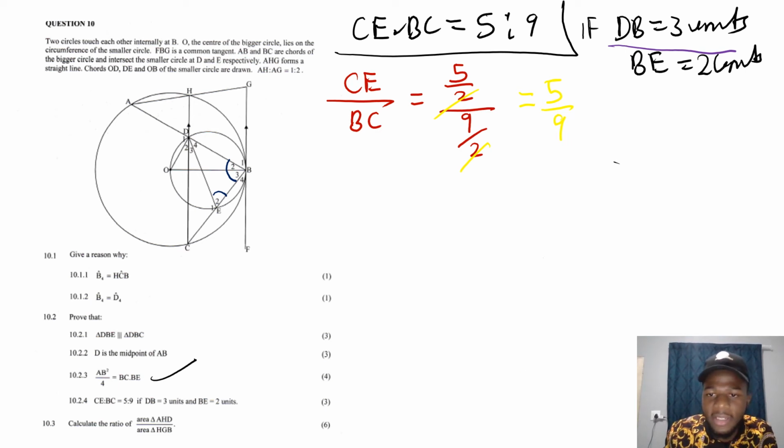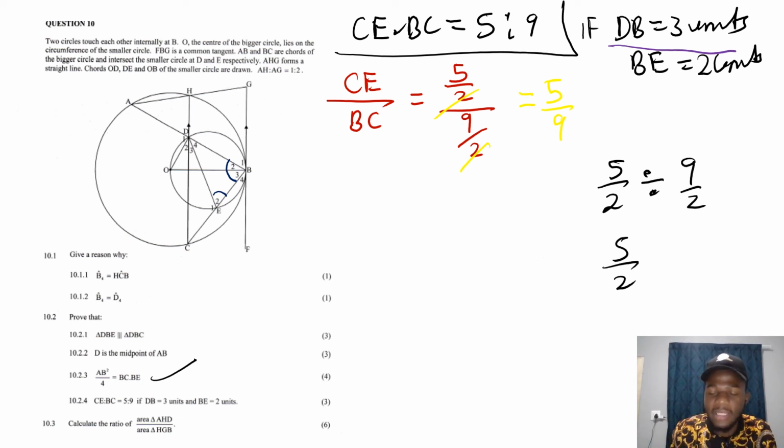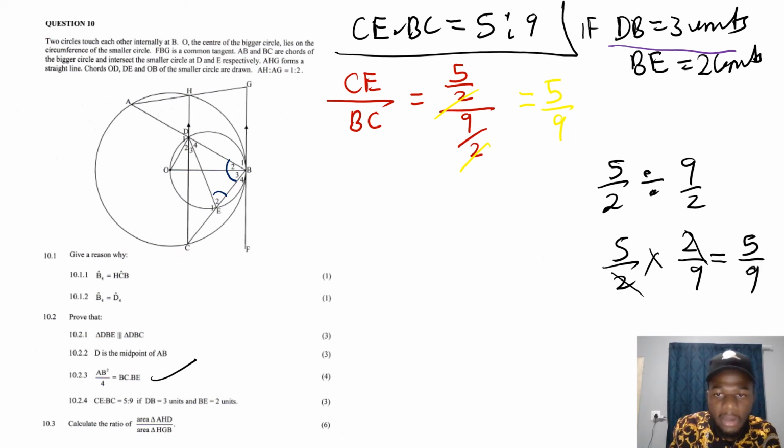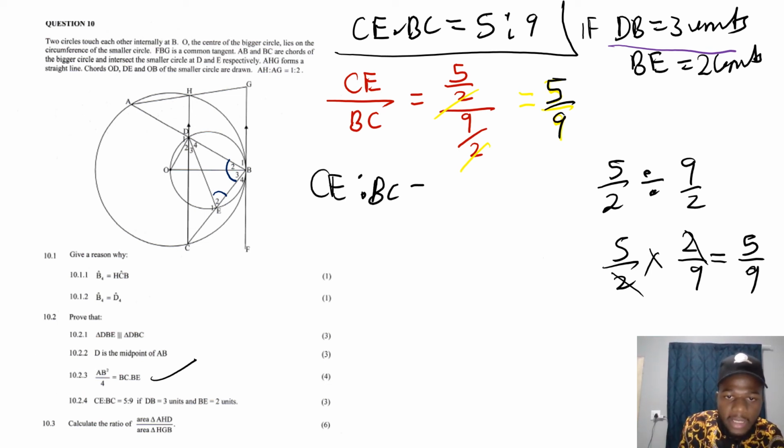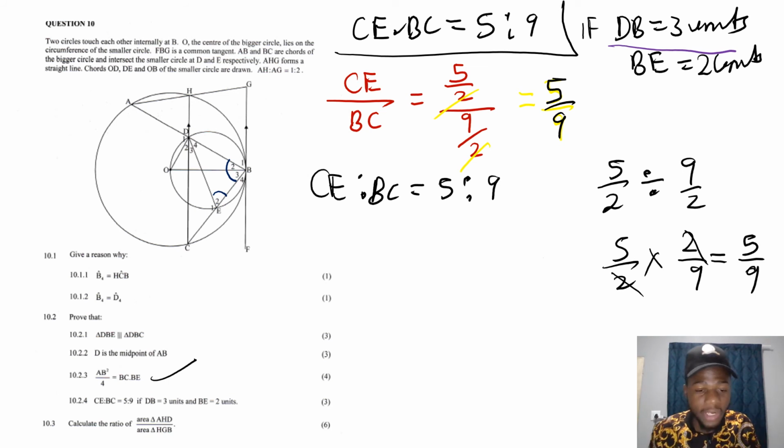But let me show you how, because I know some of you might be asking, is it legit? Here it is, 5 over 2 divided by 9 over 2. The reciprocal of division is multiplication. The reciprocal of this one is 2 over 9. Then 2 and 2 will divide each other. You'll be left with 5 over 9. That's what I have here, 5 over 9. So indeed, CE is to BC gives us 5 is to 9. Proved. I hope you are still following.